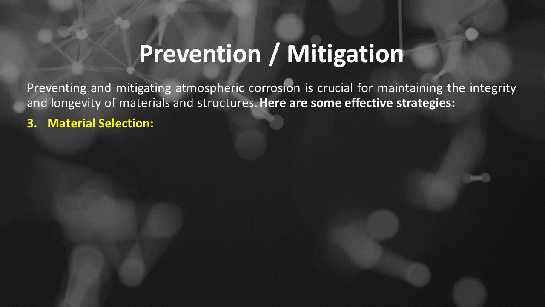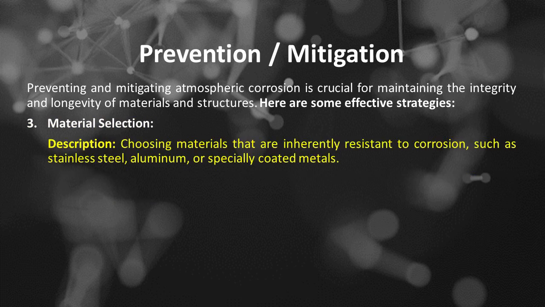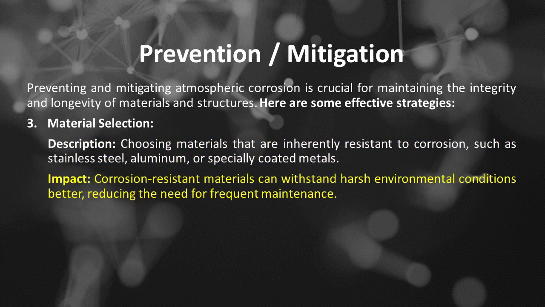Number 3 is material selection. Material selection description. Choosing materials that are inherently resistant to corrosion, such as stainless steel, aluminum, or specially coated metals. Material selection impact. Corrosion-resistant materials can withstand harsh environmental conditions better, reducing the need for frequent maintenance.